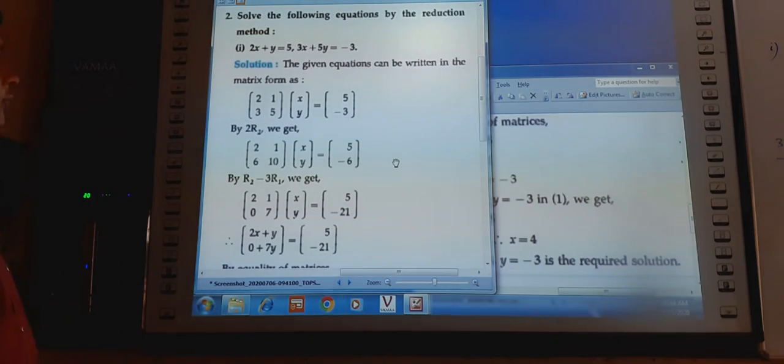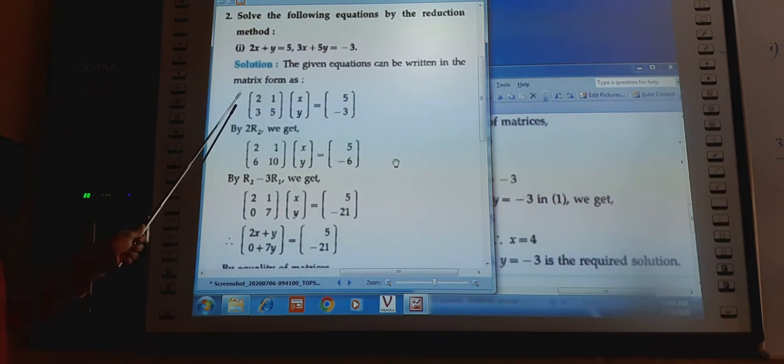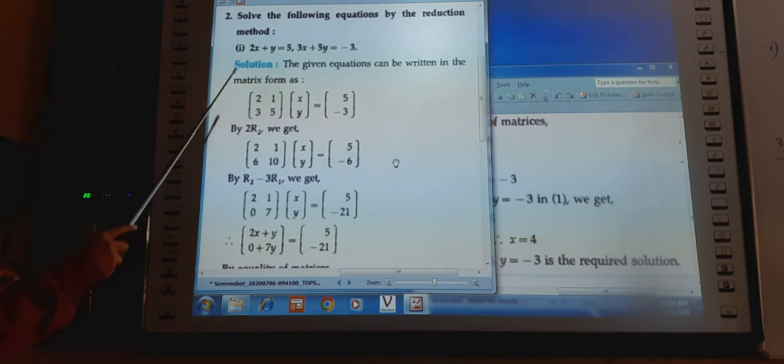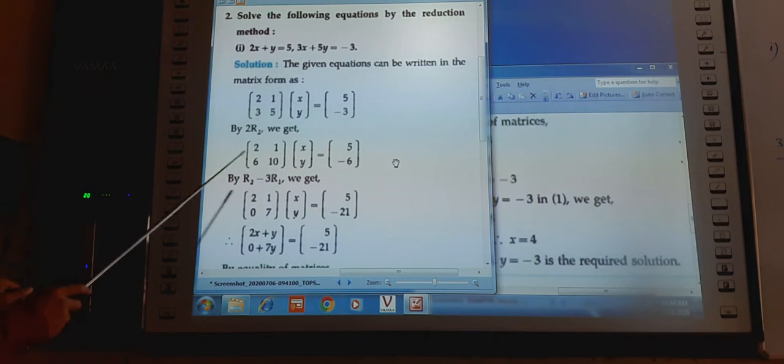Now the same problem we solve by reducing this element 2 to 0. In the first place, instead of 2, we reduce it to 0. Now, instead of this 2, in place of 3, we get 0 by applying this elementary transformation.